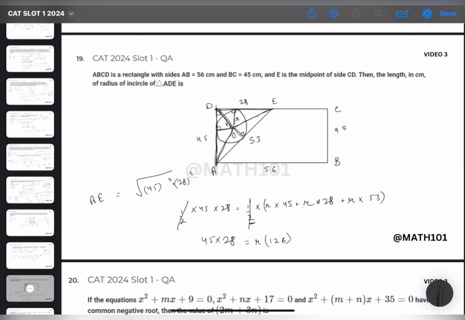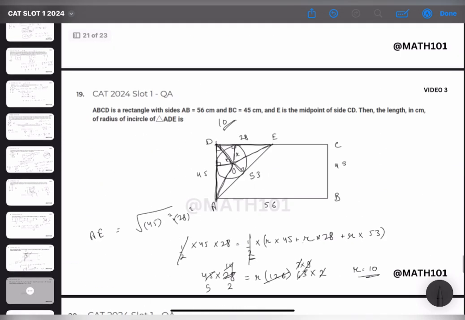126. 126 is 63 into 2. This becomes 14. This is 7 into 9. So 9 gets cancelled. 5. 7 gets cancelled here. We get 2. So R equals 10. So answer is 10.